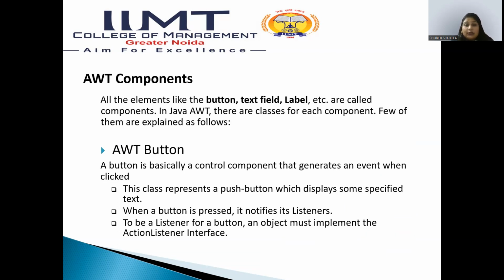All the elements like button, text field, label, etc. are called components. In Java AWT, there are classes for each component. Few of them are explained as follows. First is button. A button is basically a control component that generates an event when clicked. This class represents a push button which displays some specified text. When a button is pressed, it notifies its listener. To be a listener for the button, an object must implement the ActionListener interface.